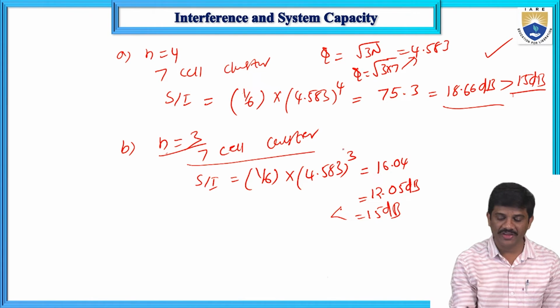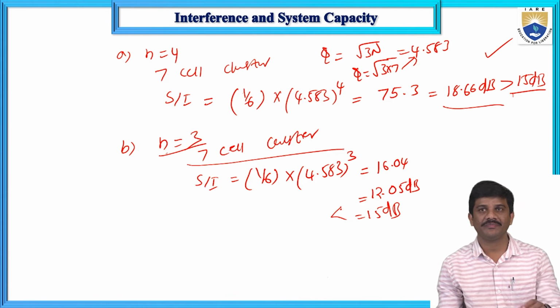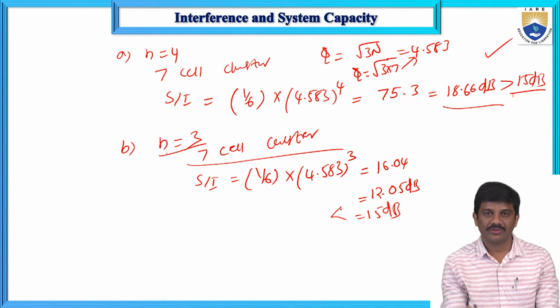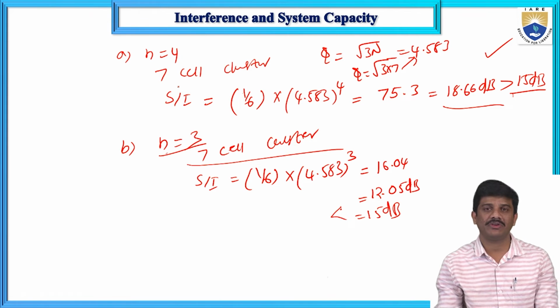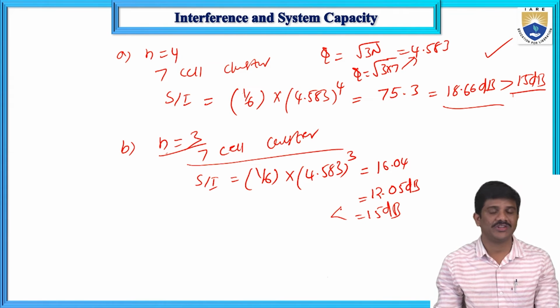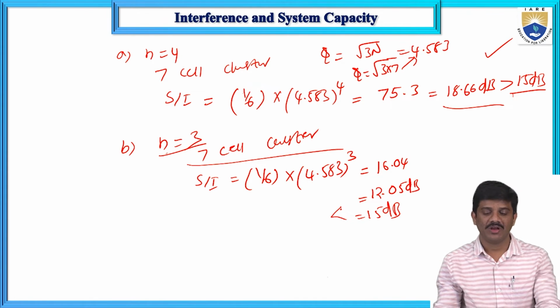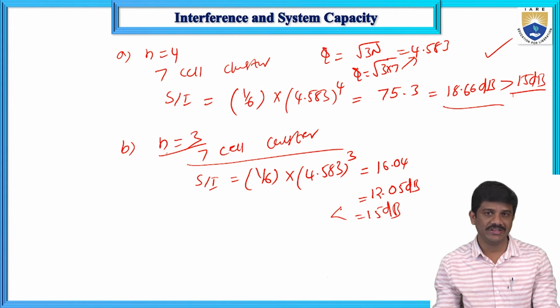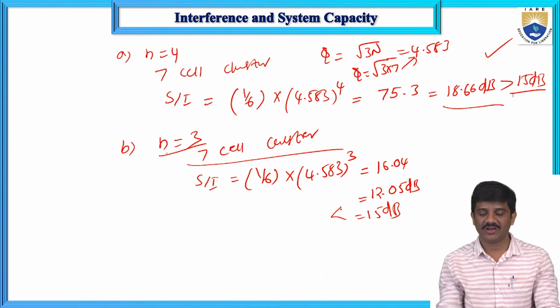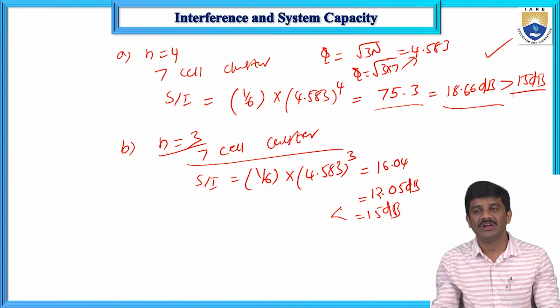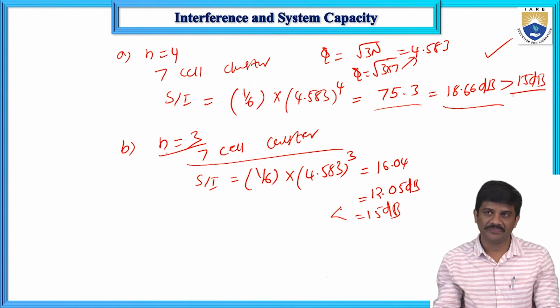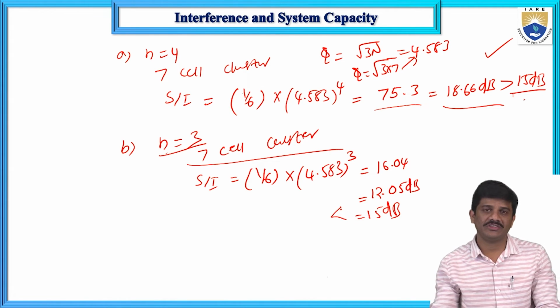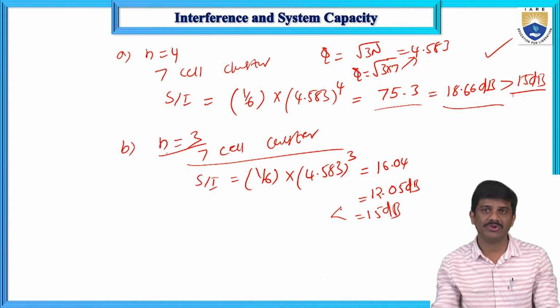That's why we can use another cell cluster, because you can observe here, whenever you go with n equal to 4, the first one, when we go for the approximately standard size of 7 cell cluster, then we can substitute the signal to noise interference ratio, that is, the first tier in the cluster size, into the reuse ratio whole power of n. Then we get 75.3, then we can convert it to dB, then we get 18.66 dB. Then this is the required satisfactory value, greater than, then we can go with the cluster size capital N equal to 7.